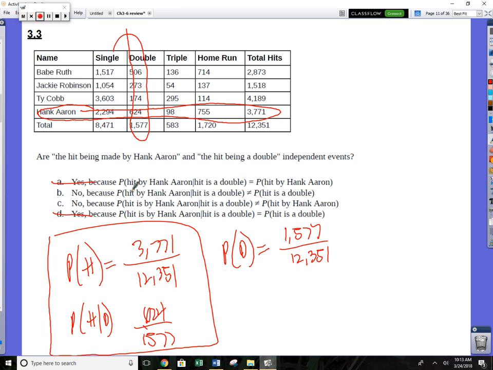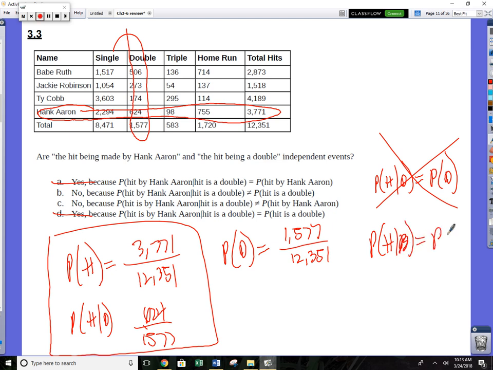So is it B or C? No, because the chances of Hank given a double is the same as a double. And chance of Hank given it's a double is... Okay, so look, there's a very subtle difference between B and C. B says this: chances of Hank given a double equals the chance of it being a double, and that's not what we're looking at. The chances of Hank given it's a double have got to be the same as the chances of Hank. So H is first, H first. So we're gonna go with C.